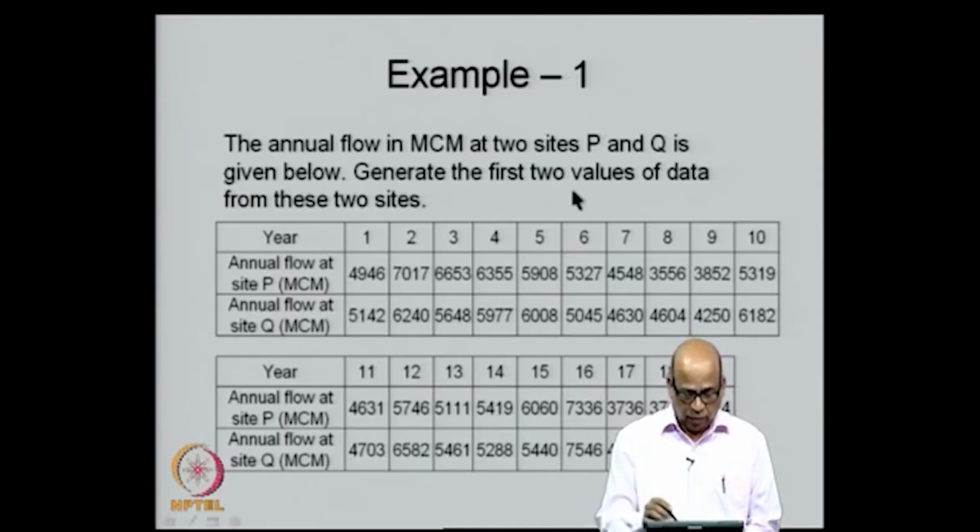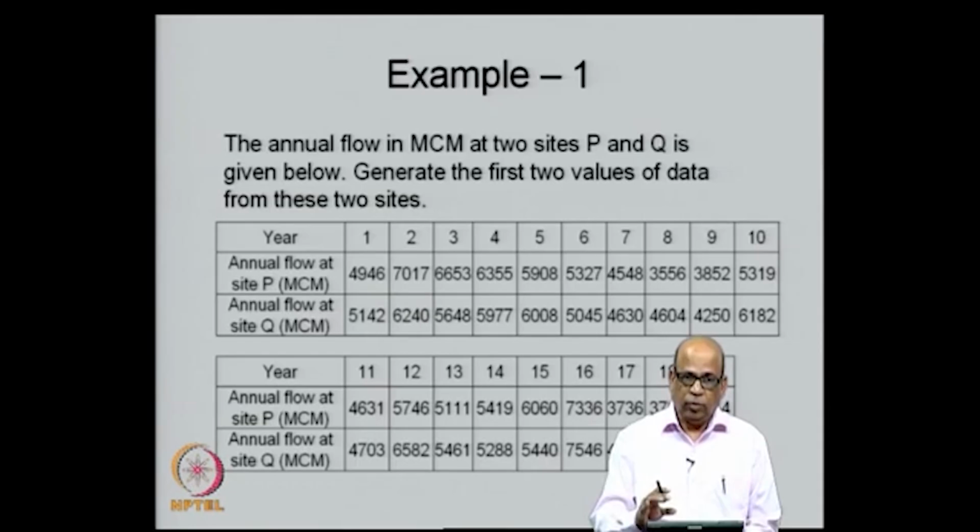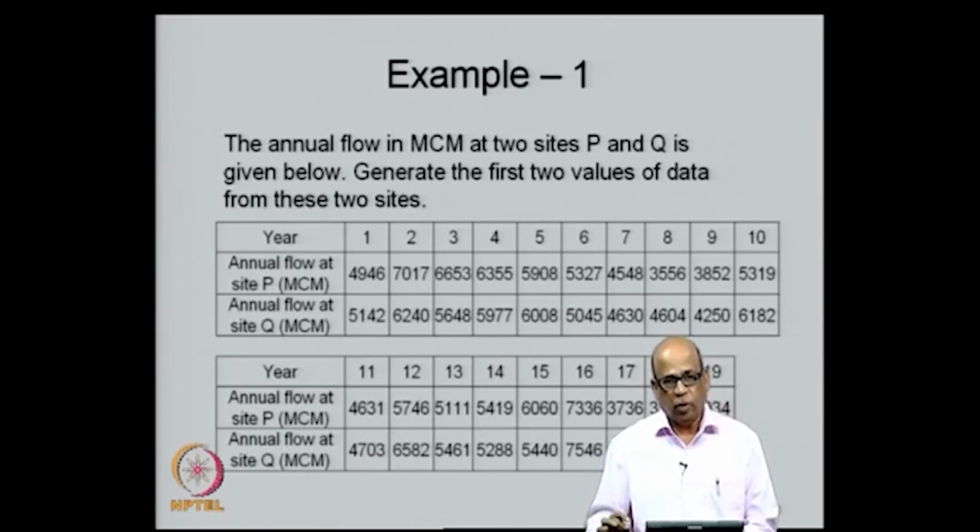In this example, I will just demonstrate how to generate the first two values, but using the same procedure you can generate any number of values. As I mentioned, the data is used primarily to define M naught and M 1. Once you define M naught and M 1, you discard the data and then straight away start working with M naught and M 1.